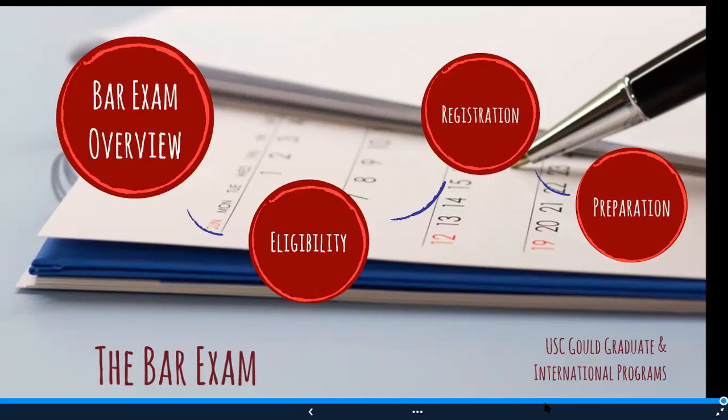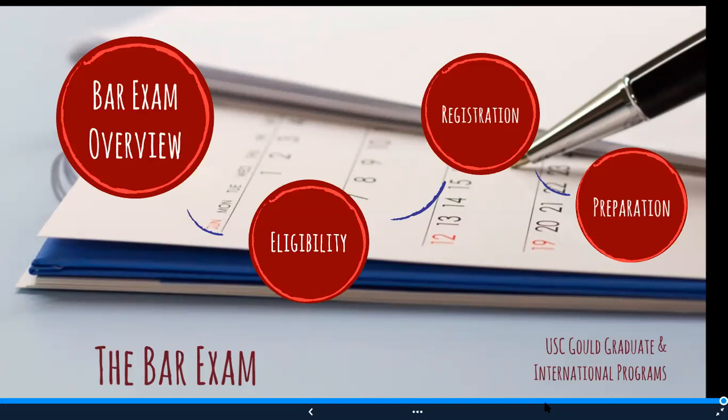Another question that comes up is, do I have enough time? The LLM is only 1 year. How can I possibly know everything I need to know by the time the exam comes around? So you won't. It's really hard, and even if you did the JD, you wouldn't know everything just because there's so many questions and topics that the bar exam covers.